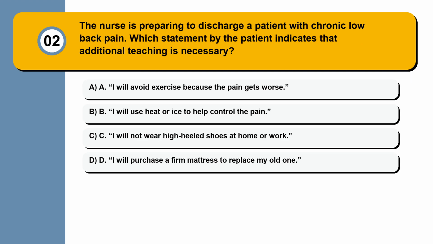Question 2. The nurse is preparing to discharge a patient with chronic low back pain. Which statement by the patient indicates that additional teaching is necessary? A. I will avoid exercise because the pain gets worse. B. I will use heat or ice to help control the pain. C. I will not wear high-heeled shoes at home or work. D. I will purchase a firm mattress to replace my old one.